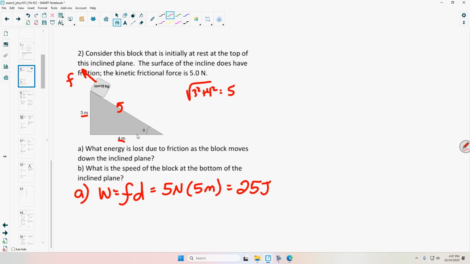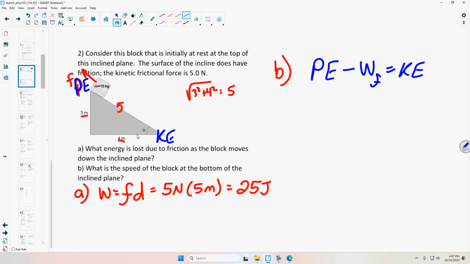So for part B, that's the hard part. As it moves down, what is the speed of the block at the bottom? So it has potential energy up here, and only kinetic energy down here. So what happens is that I start with a certain amount of potential energy. I lose the work that is done by the frictional force, and then that all becomes my kinetic energy. So I can think about it in terms of an equation like that. I start with this big amount of potential energy. As I'm going along, I lose this work due to the frictional force, and then what I have left is the kinetic energy.